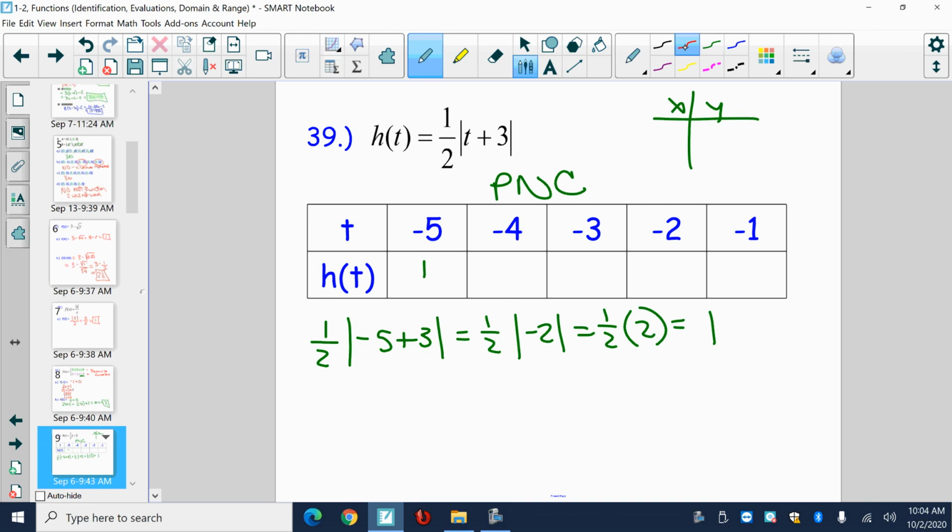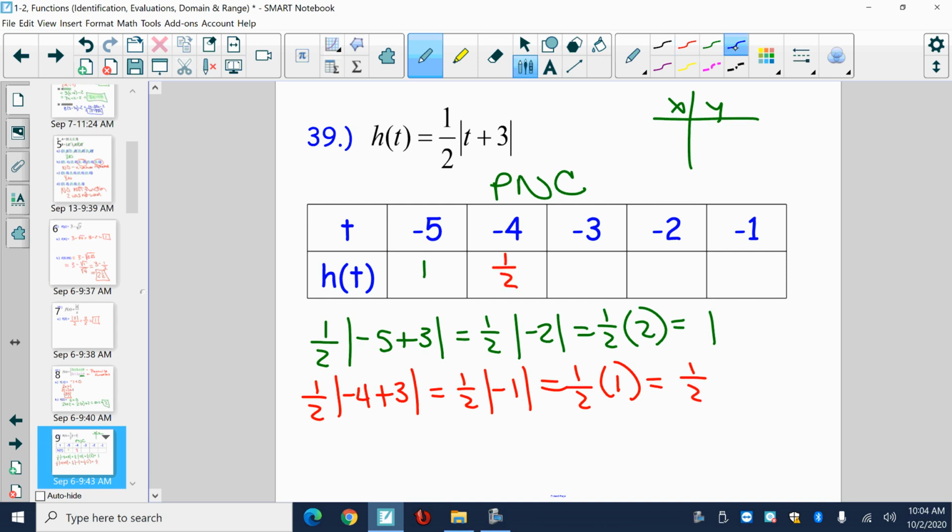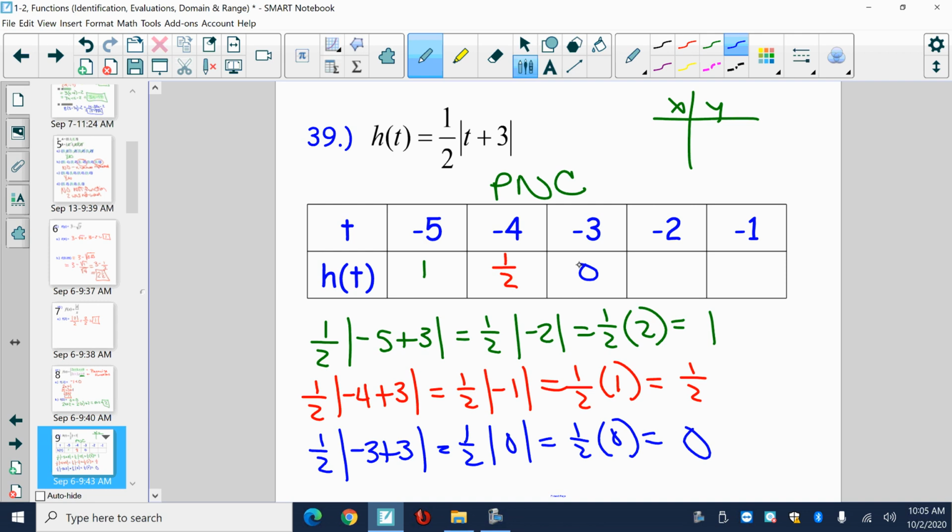Going to do the same process all over again. So 1/2 times the absolute value of negative 4 plus 3. And that's going to be 1/2 times negative 1. The absolute value of that is going to be positive 1. And half times 1 is going to be 1/2. That goes there. Then you're going to go and do the next one. 1/2 times the absolute value of negative 3 plus 3. That's going to be 0. The absolute value of 0 is 0. What's 0 times anything? 0. That goes there. And you would continue on doing this, okay?